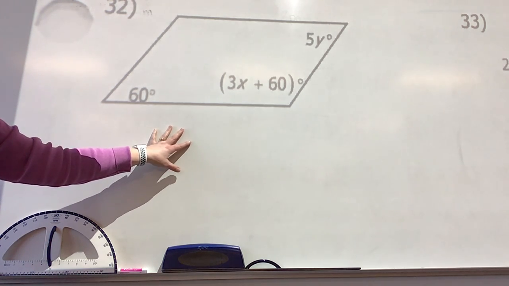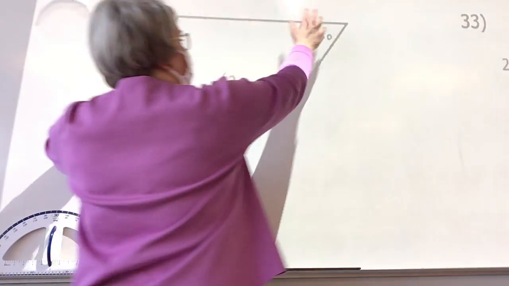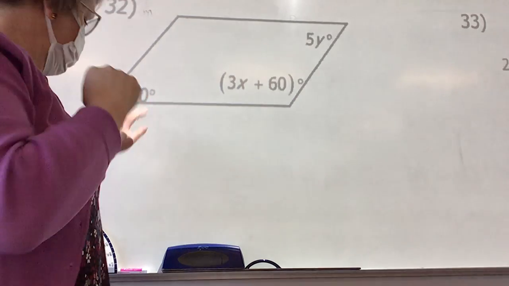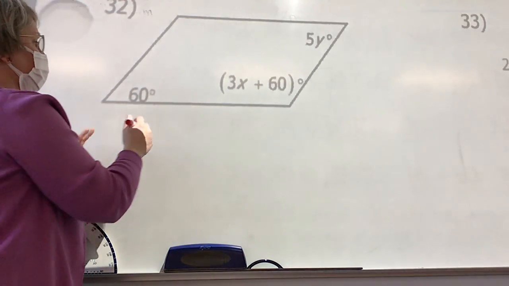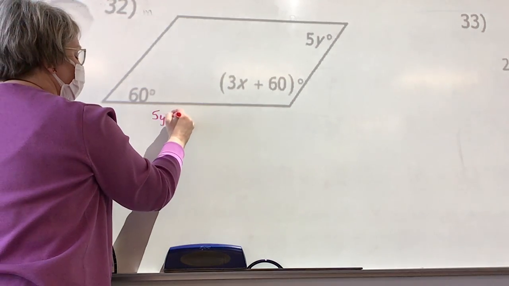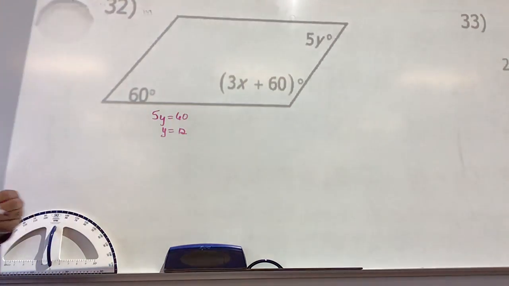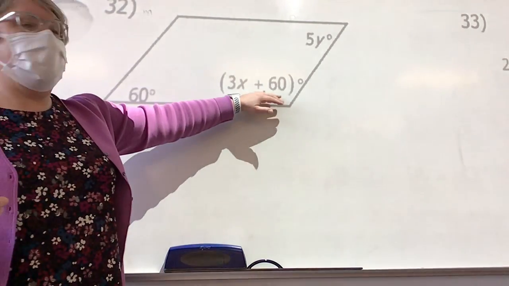Tess, what would you like? 60 is equal to 5y. To 5y, because what property allowed you to do that? Opposite what? Opposite angles are equal. Yeah, totally great. 5y equals 60, y is 12. That's nice. Okay, now what? She's got the y beautifully. What's going to happen with the x?